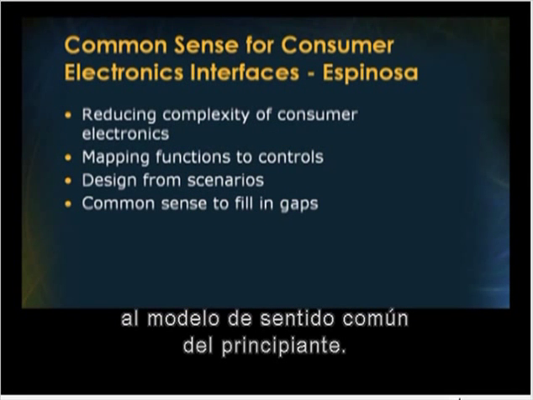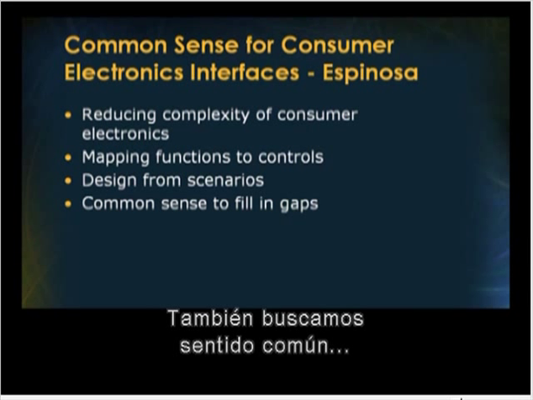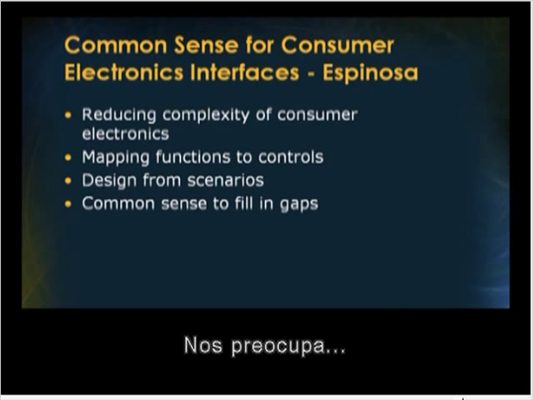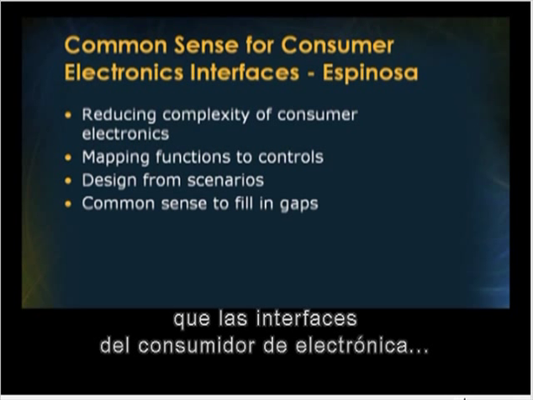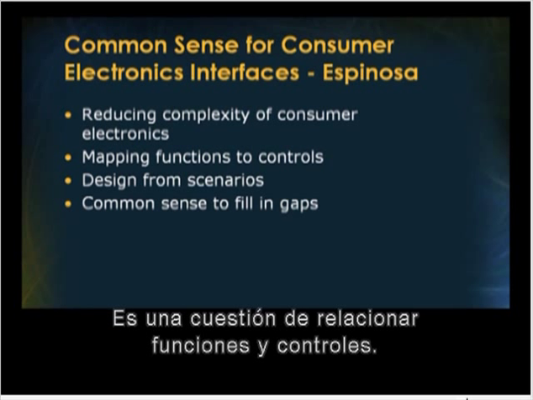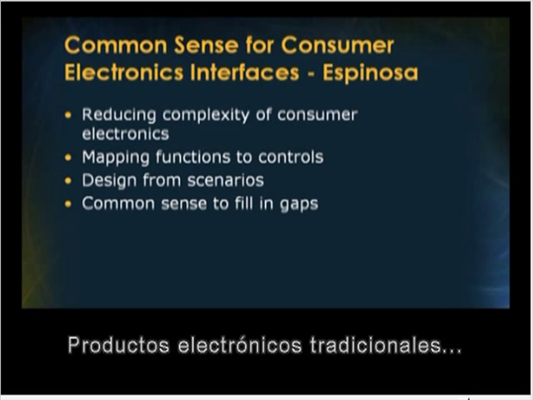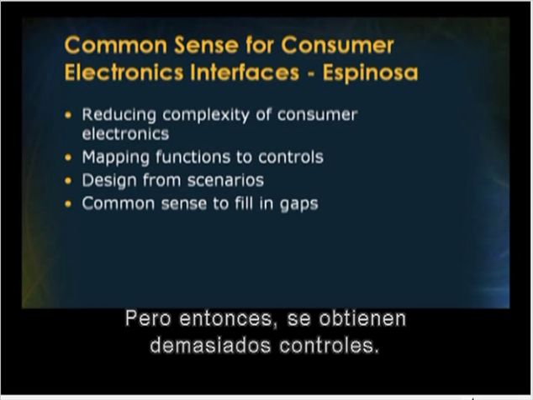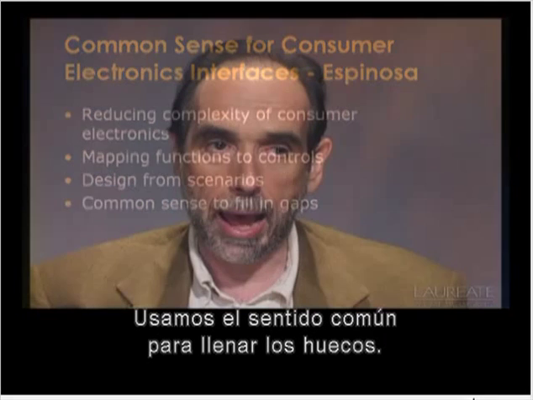Okay. We're also looking at common sense for consumer electronics, Jose Espinoza. And we're worried about the problem that interfaces to consumer electronics now are getting more and more complicated: cameras, phones, stereo equipment. And there, it's a matter of mapping functions to controls. Traditional consumer electronics products are designed to map each function onto a control. But of course, the problem is that you get too many controls. So we're using common sense to try to fill in those gaps.